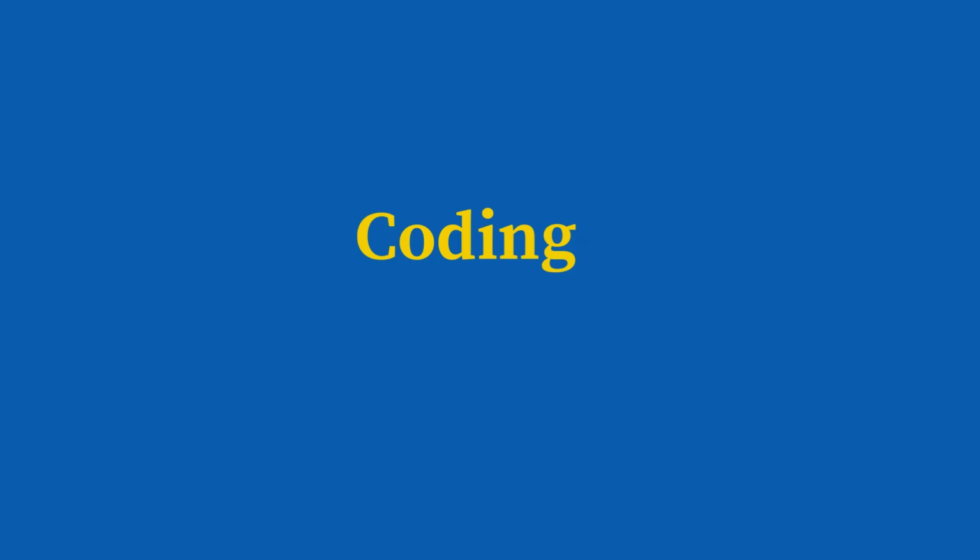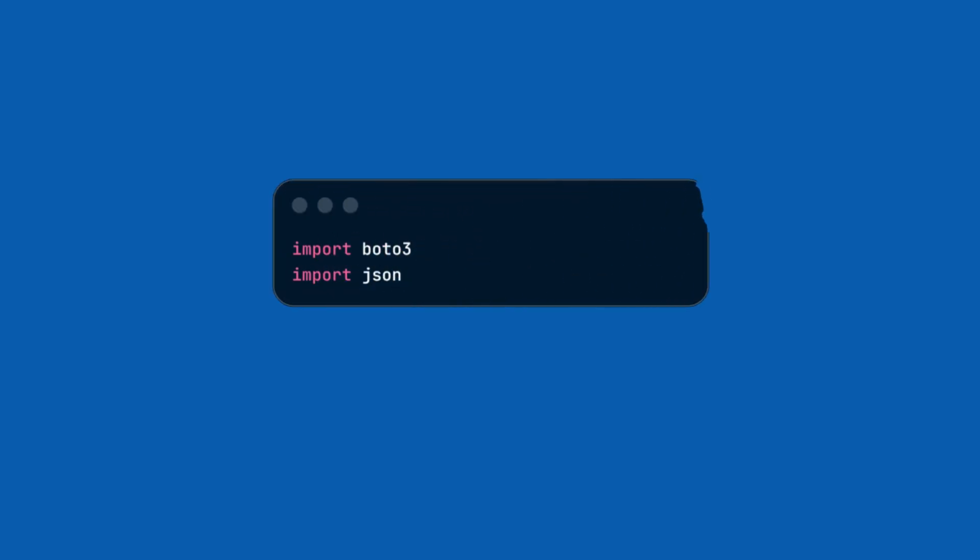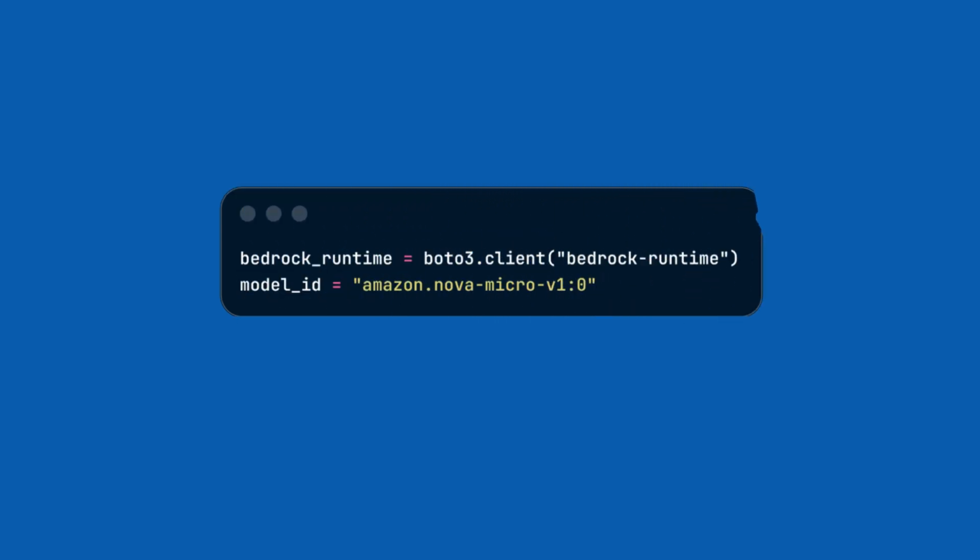In this section, we will implement the Converse API using Python. We start by importing Boto3, the official AWS SDK for Python, and JSON, which is used to format request and response data. Next, we create a Bedrock Runtime client. The service name must be bedrock-runtime because this API is used to invoke models. You can pass the region name also. The region name should match where Amazon Bedrock is enabled.